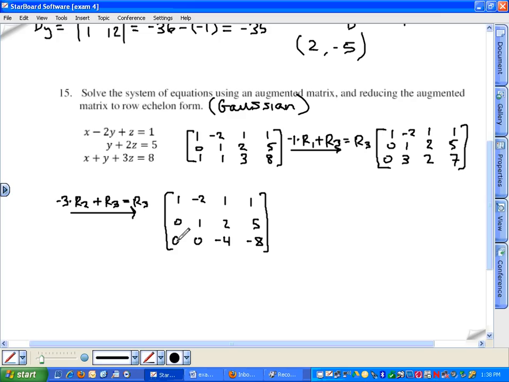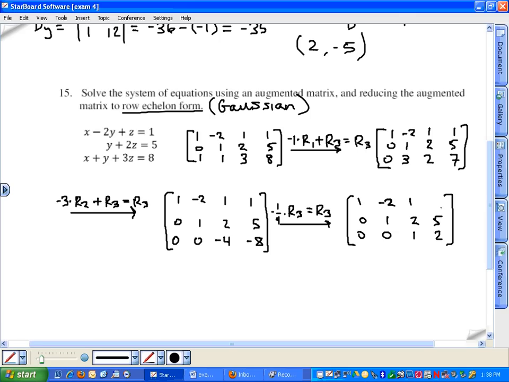And we're almost there. This bottom row now needs to have a leading entry of 1. That's what row echelon form means. All the leading entries have to be a 1. So if I take row 3 and multiply it by negative 1/4 and make that our new row 3, that's going to give us a row of 0, 0, 1, and 2. Then 0, 1, 2, 5, then 1, negative 2, 1, 1.